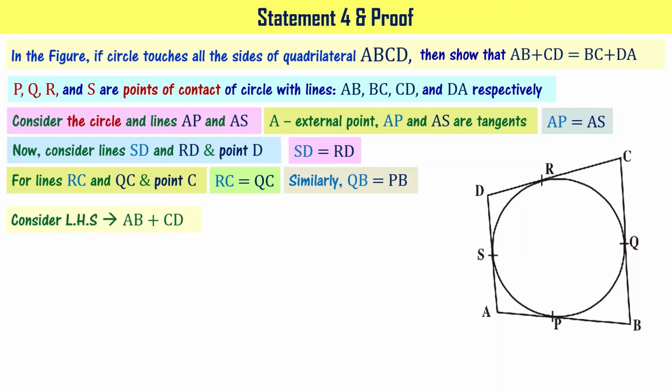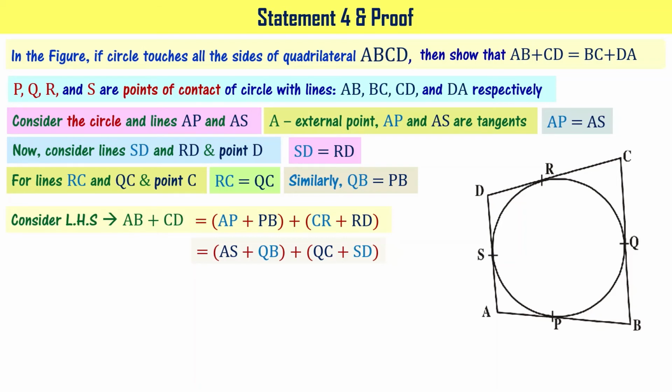Now let me consider LHS of the given equation, AB plus CD, right? As you see here from the figure, AB can be written as AP plus PB and CD can be written as CR plus RD, right? We know that AP equal to AS, PB equal to QB, CR or RC equal to QC and SD equal to RD, right? Let's substitute the corresponding pairs here such that AB plus CD can be written as AS plus QB plus QC plus SD, right?